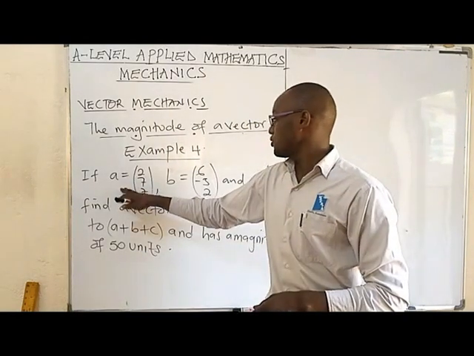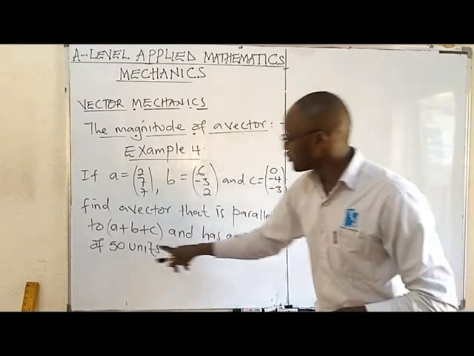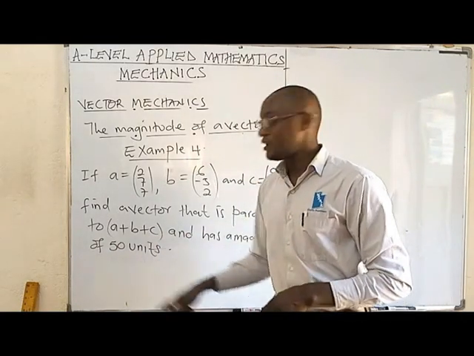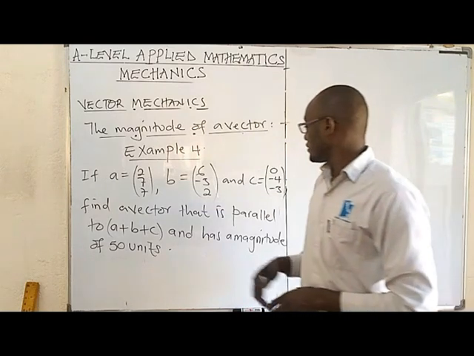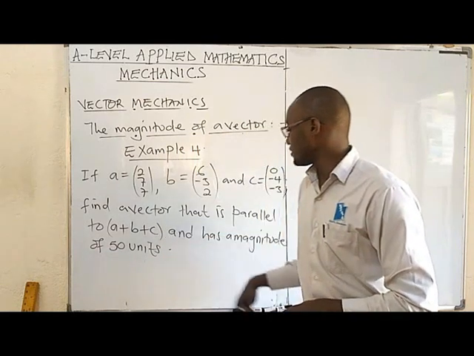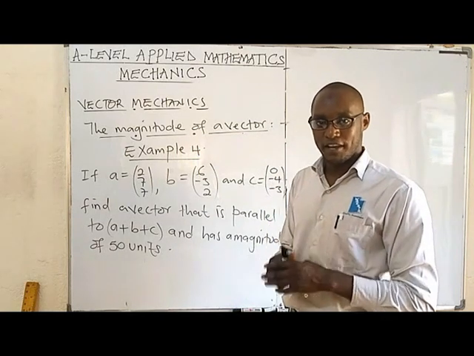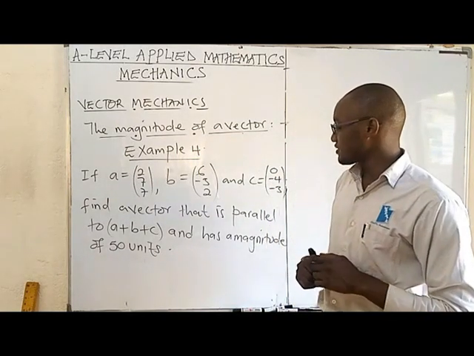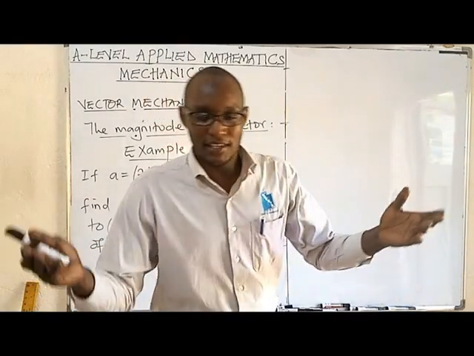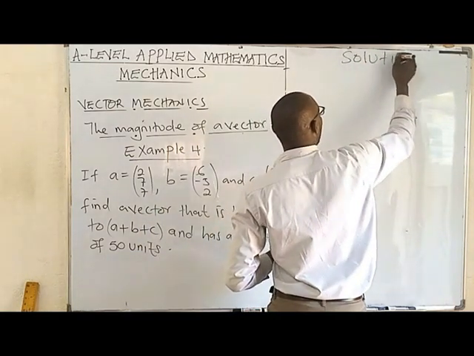So somebody has given you the vectors A, B, C, then find a vector that is parallel to the resultant of A, B, and C. Resultant means addition. That's why I'm reading this as resultant. So find a vector that is parallel to A plus B plus C and has a magnitude of 50 units. Very interesting. First of all, our first challenge is finding A plus B plus C. Can we find that? Yes, it is possible, of course. So we shall come here and say, Mr. Examiner, sir, this is our solution.